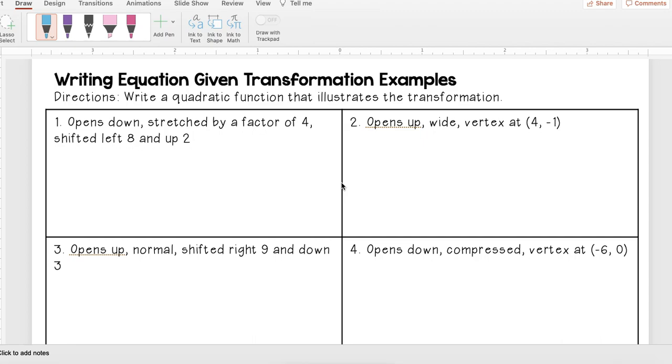Now for these examples, we're given the transformation and we're going to go ahead and write the quadratic function. So we're going to go backwards from those previous examples.